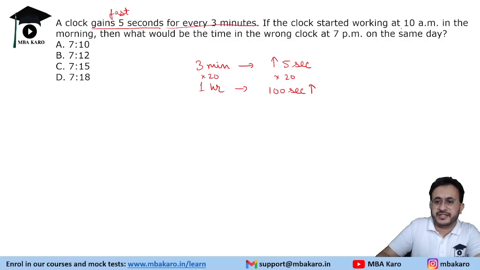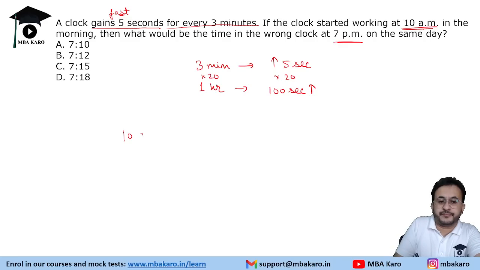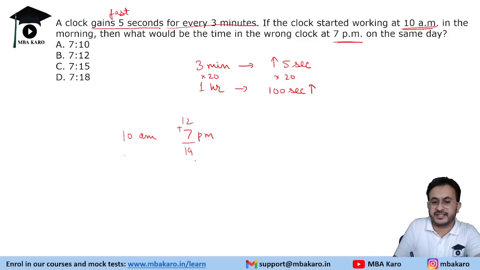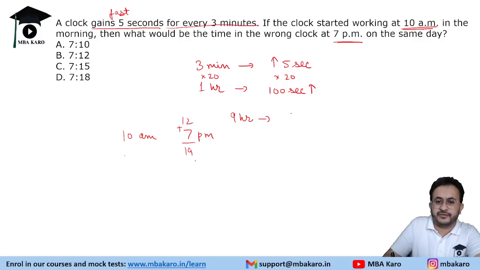Now what we will do is, it was set right at 10 a.m. and we are watching the time at 7 p.m. So 10 a.m. to 7 p.m., what is the time? Okay. So one thing you can do is add 12 to it. That becomes 19 hours. This is 10 and this is 19. So the total difference is 9 hours. So in 1 hour, it is ahead by 100 seconds. In 9 hours, it will be ahead by 900 seconds.